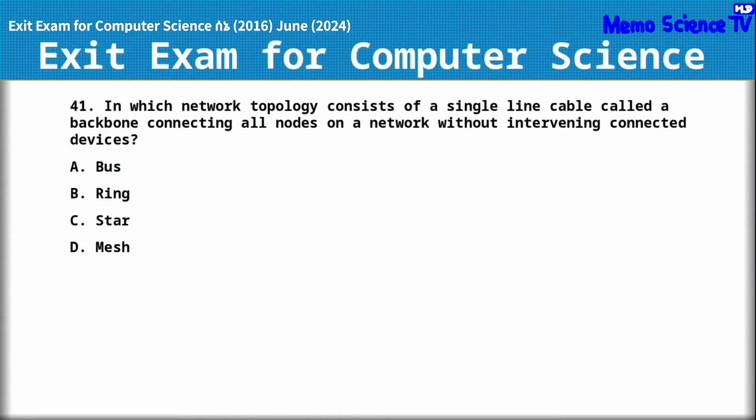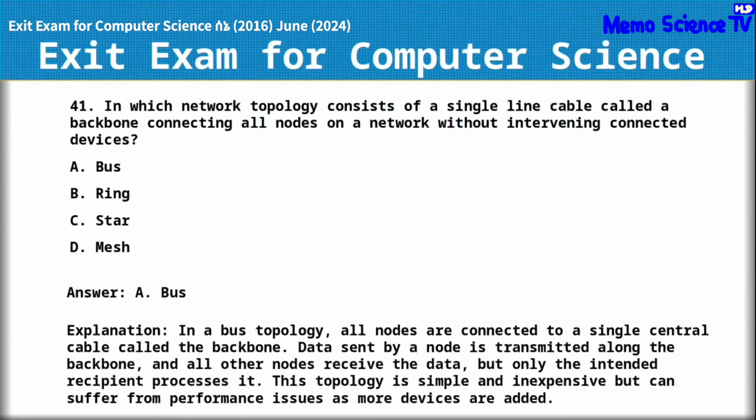The correct answer is bus. In a bus topology, all nodes are connected to a single central cable called the backbone. Data sent by a node is transmitted along the backbone and all other nodes receive the data, but only the intended recipient processes it. This topology is simple and inexpensive, but can suffer from performance issues as more devices are added.